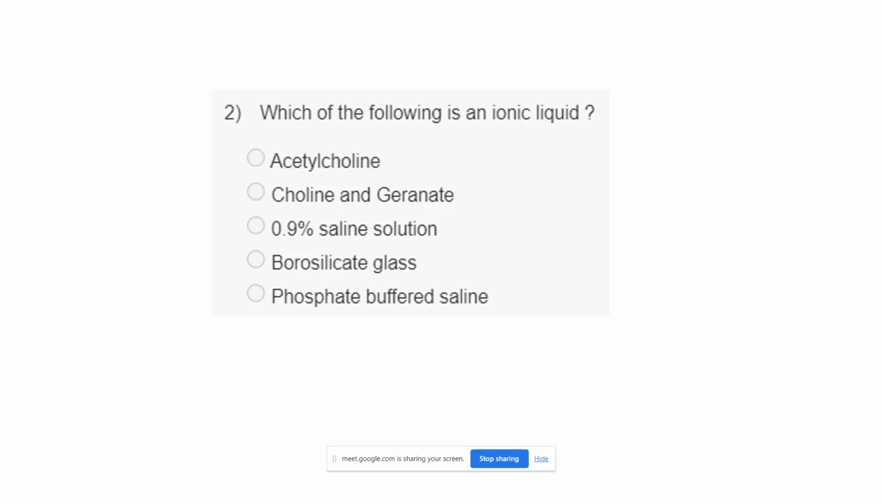Next question, which of the following is an ionic liquid? Acetylcholine, choline geraniate, 0.9% saline solution, borosilicate glass, or PBS, phosphate buffered saline. So here, choline geraniate is the correct option. This is an ionic liquid. Most of these are buffers.